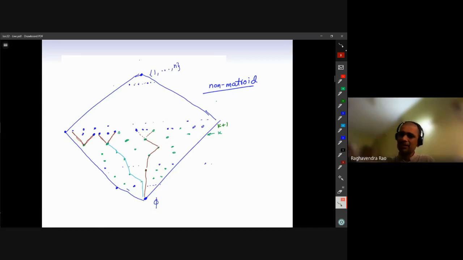Don't break your head too much about it. We're doing things formally now, but this is just an intuitive picture that I would like everyone to keep in mind. Whenever you see a greedy algorithm which grows sets, this is how it looks. If the matroid property is not satisfied, particularly I3, this will be the situation.